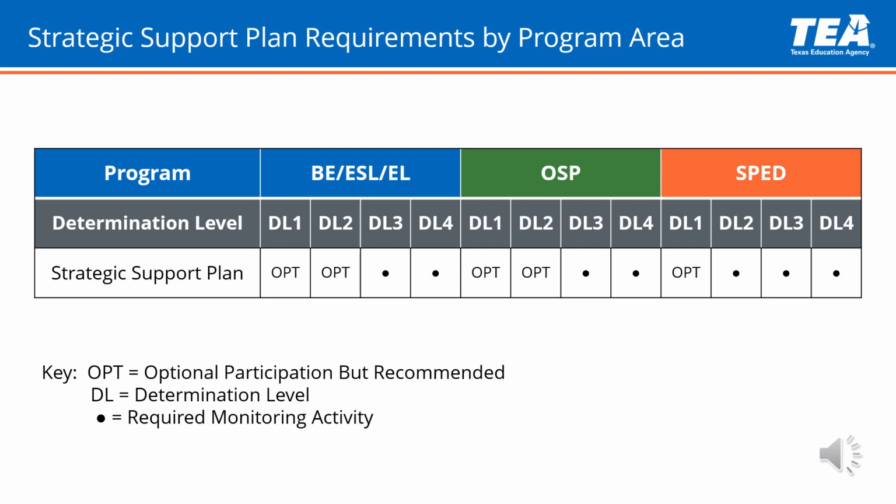LEAs who obtain a determination level 2, needs assistance, determination level 3, needs interventions, or determination level 4, needs substantial interventions related to their special education program are required to submit a strategic support plan to the TEA and engage in regular scheduled support conferences with the TEA Department of Review and Support.